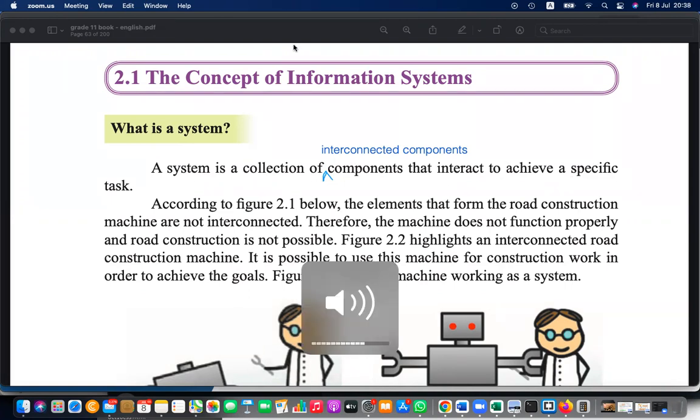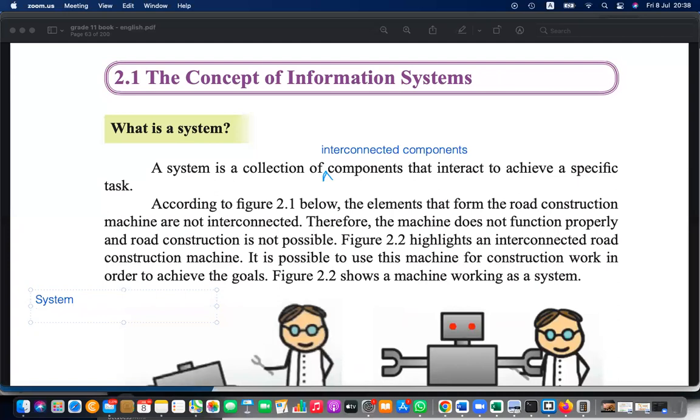Okay, if I ask another question, there are a few types of systems. A system can be a manual system. It can be a mechanical system. It can be an electromechanical system. It can be an electronic system. And it can be a natural system or biological system. So what are these types?